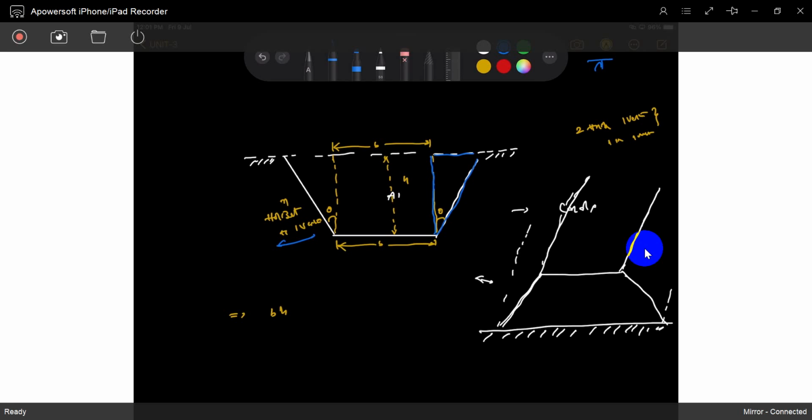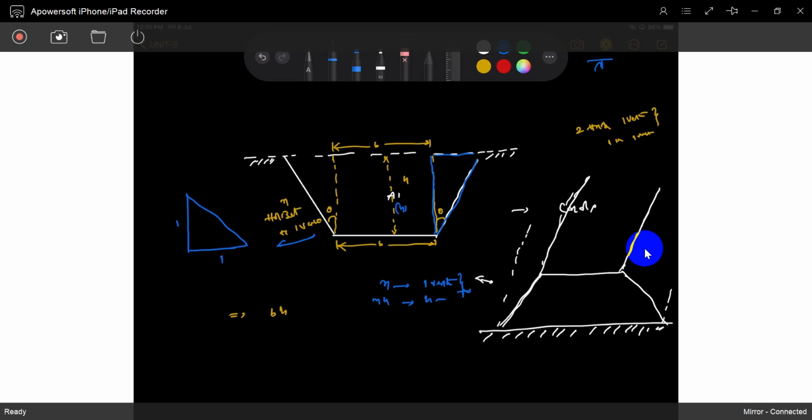What is the vertical distance? The vertical distance is h. So n horizontal to 1 vertical, and for h, how much is provided? n times h is provided. That's it. Take this as 1 vertical, 1 horizontal.